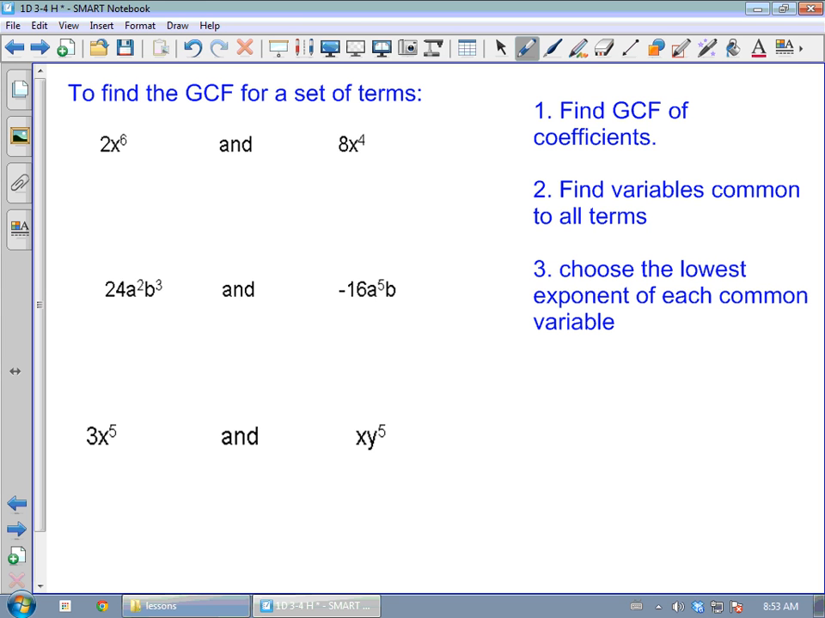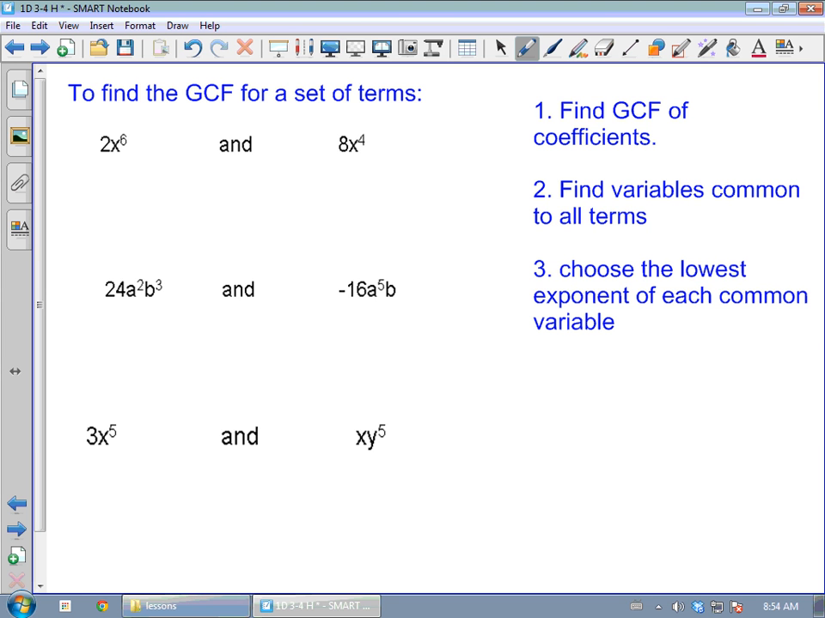There are 3 steps we are going to follow to find the greatest common factor of these two terms. I've just written them down here at the side, so you probably want to copy these down at the side of your page. First, we're going to find the greatest common factor of the coefficients. Then we're going to look at the variable terms, and find the greatest common factor of the variables by looking for variables that are common to all of the terms.